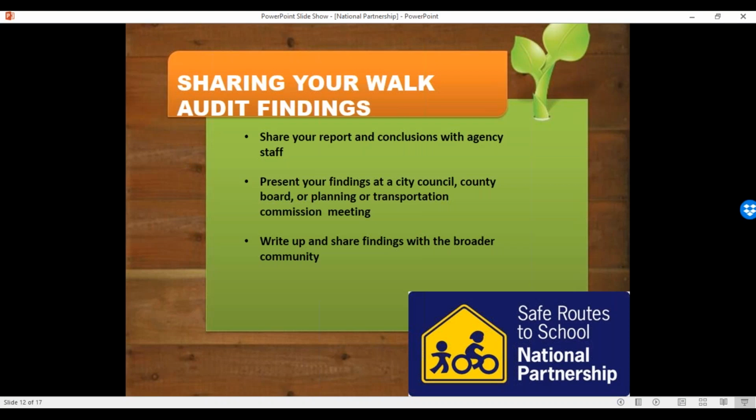You could always try writing up and sharing findings with the broader community. Why not write an article or an op-ed for the local newspaper and post your findings from your walk audit on social media or perhaps a blog post.